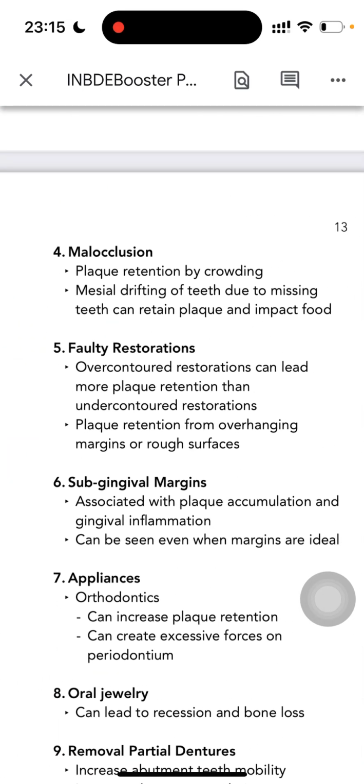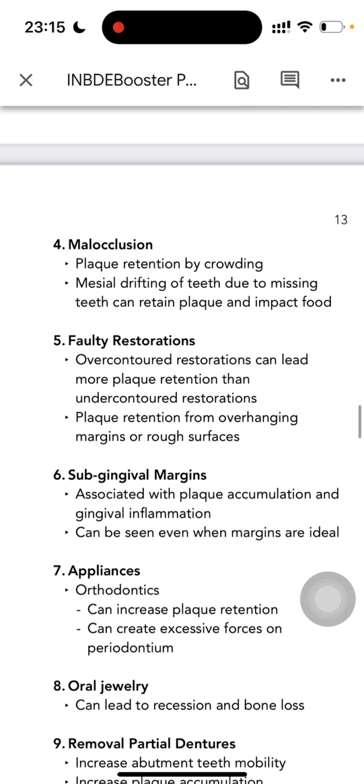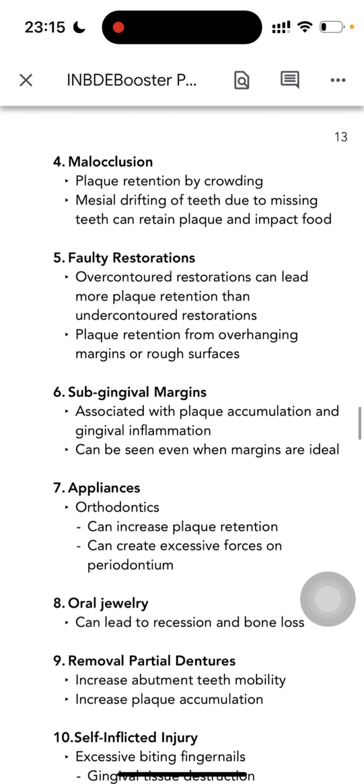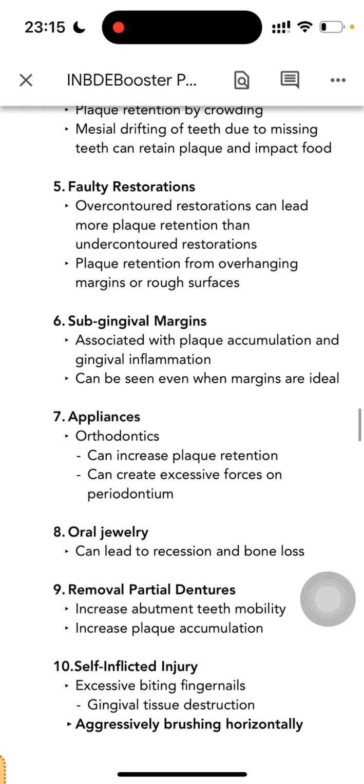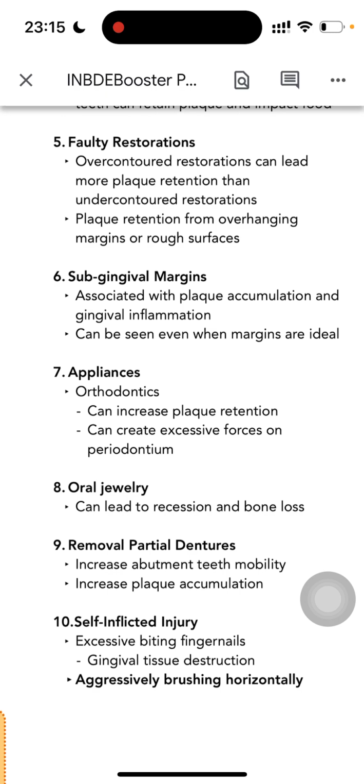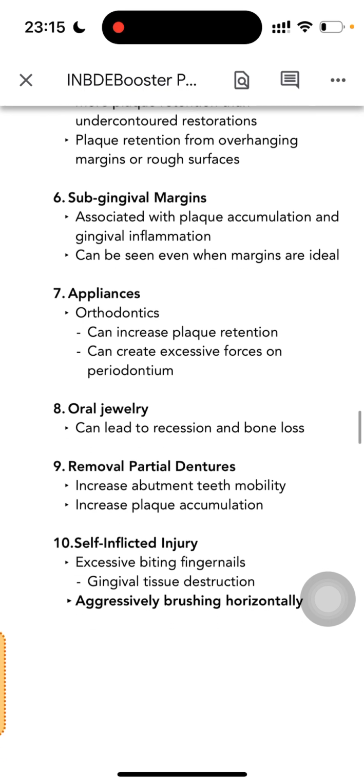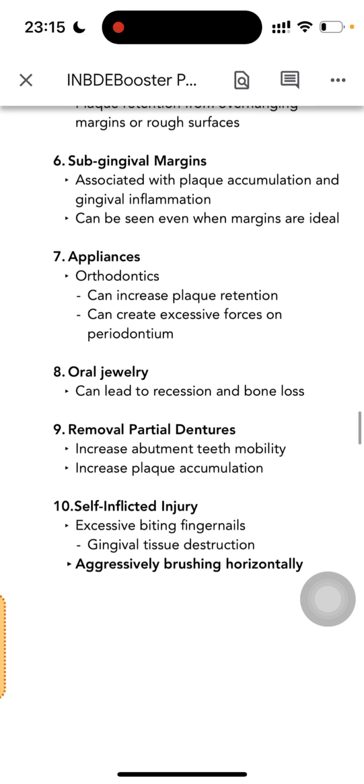Malocclusion. Plaque retention by crowding. Major drifting of teeth due to missing teeth can retain plaque and impact food. Faulty restorations: over-contoured restorations can lead to more plaque retention than under-contoured restorations. Plaque retention from overhanging margins or rough surfaces. Subgingival margins are associated with plaque accumulation, and gingival inflammation can be seen even when margins are ideal.